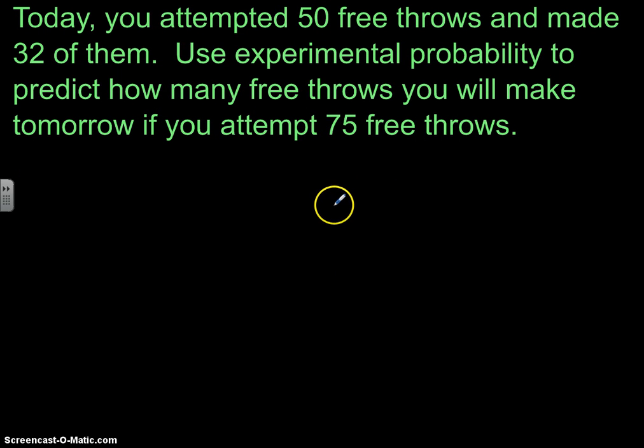Today you attempted 50 free throws, you made 32 of them. Use experimental probability to predict how many free throws you will make tomorrow if you attempt 75. Okay, here is 32 successes out of 50 tries, and tomorrow I want to try 75. How many should I make? Okay, based on this probability, does this make sense? So 32 out of 50, how many out of 75?